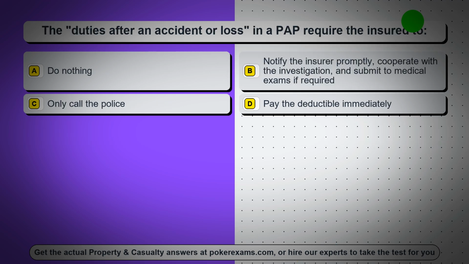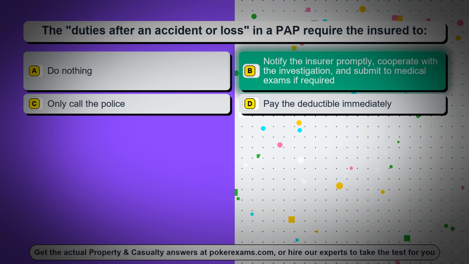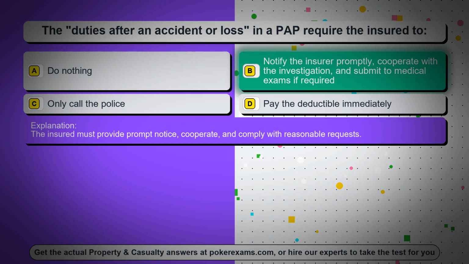Question 87. The duties after an accident or loss in a PAP require the insured to option A, do nothing. Option B, notify the insurer promptly, cooperate with the investigation, and submit to medical exams if required. Option C, only call the police. Option D, pay the deductible immediately. The correct answer is option B, notify the insurer promptly, cooperate with the investigation, and submit to medical exams if required. The insured must provide prompt notice, cooperate, and comply with reasonable requests.